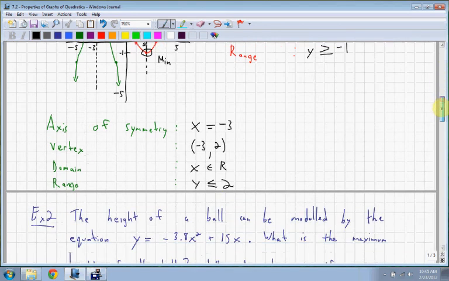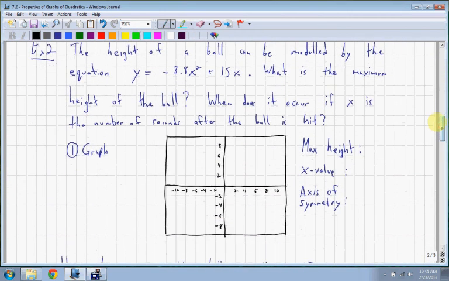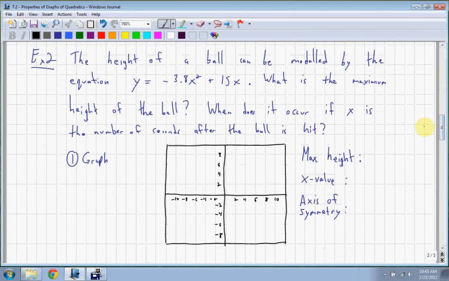All right, let's go on to our final example. The height of a ball can be modeled by the equation y equals -3.8x squared plus 15x. What is the maximum height of the ball? When does it occur if x is the number of seconds after the ball is hit? So here I have my window. It goes from -10 to 10 on both axes. I need the maximum height.